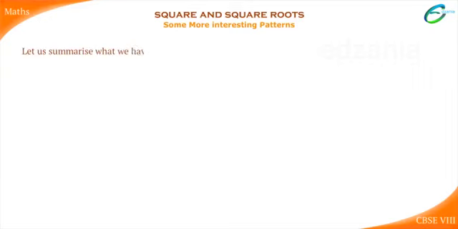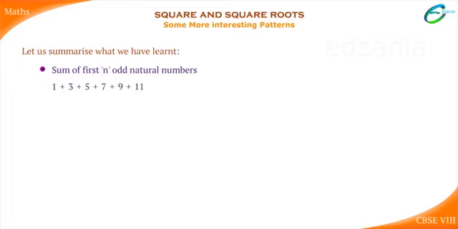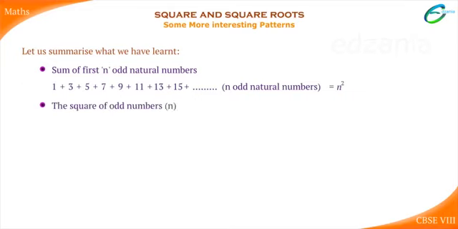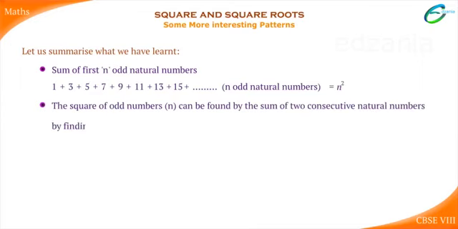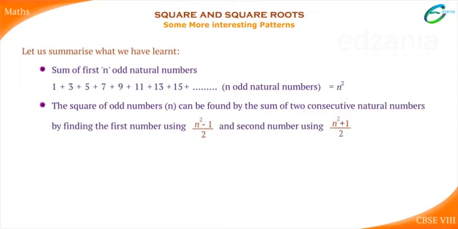Let us summarize what we have learned. The sum of the first n odd natural numbers, 1 plus 3 plus 5 plus 7 plus 9 plus 11 plus 13 and so on, is equal to n square. The square of an odd number n can be found as the sum of two consecutive natural numbers, by finding the first number using (n square minus 1) upon 2 and the second number using (n square plus 1) upon 2.